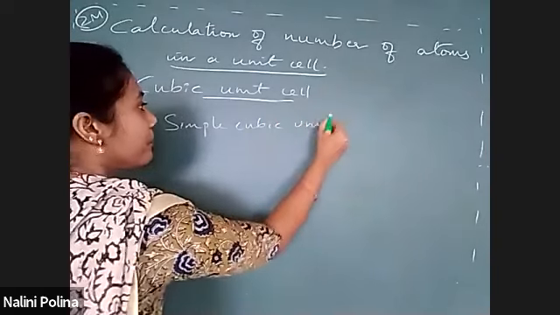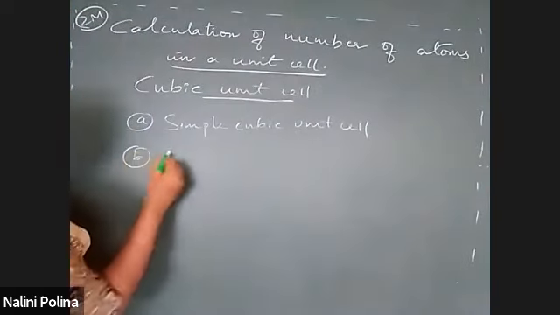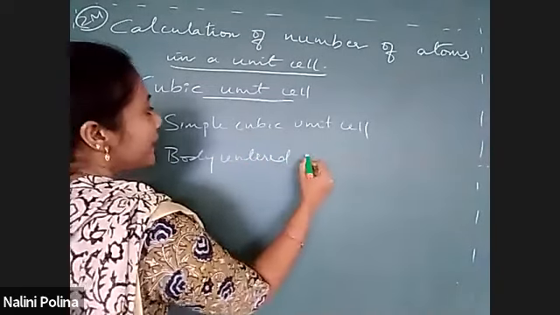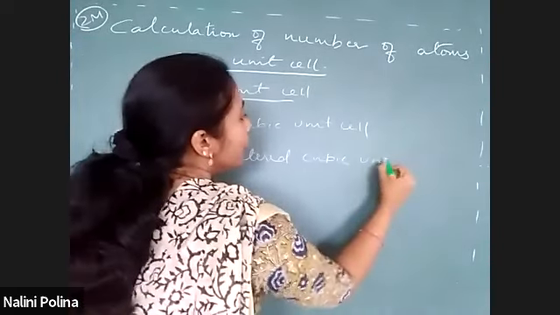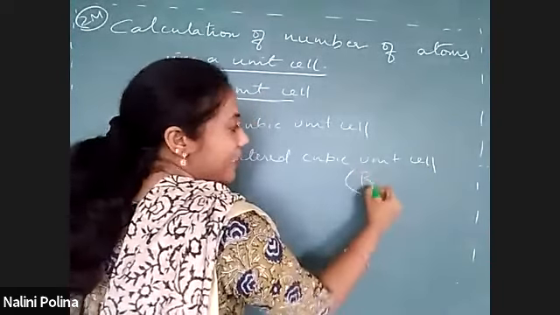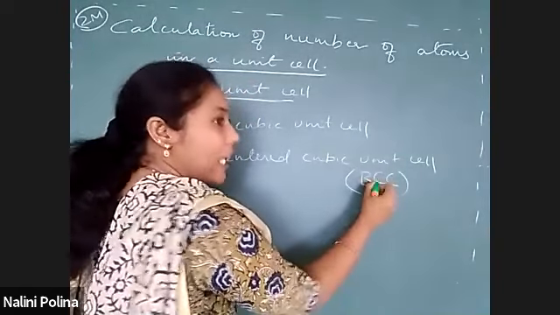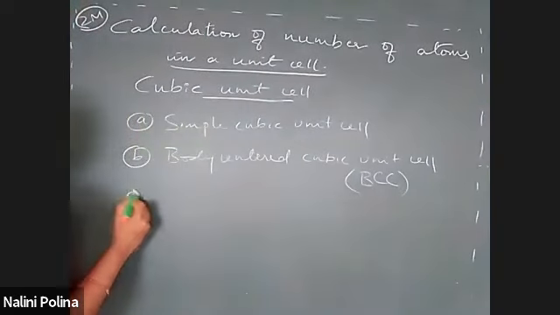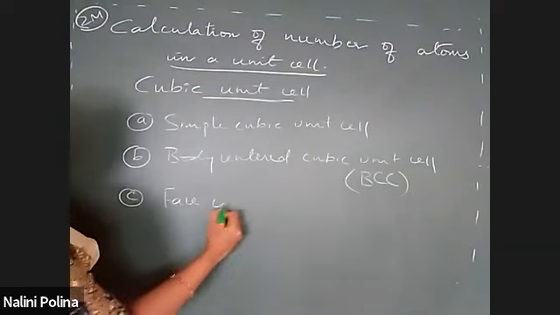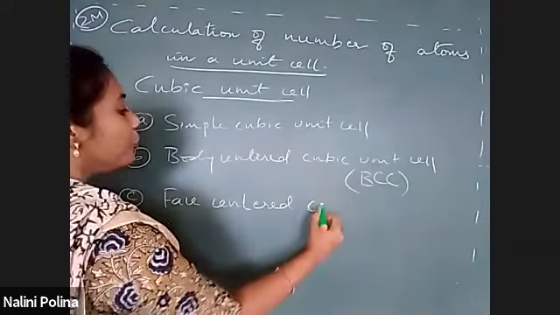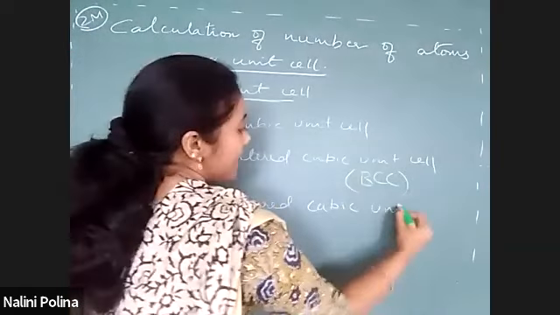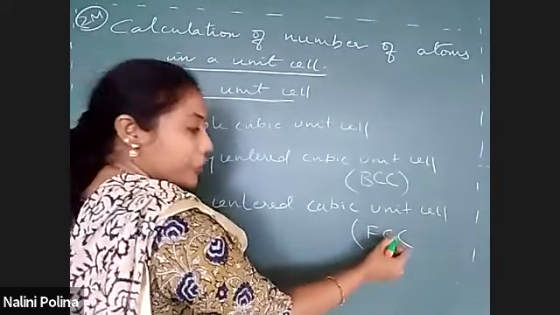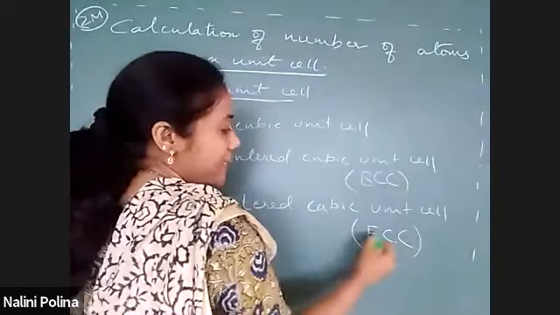and second one is body centered cubic unit cell, which we can call BCC. Body centered cubic unit cell, so BCC is the short form for that. And the third one is face centered cubic unit cell. This we can call FCC, face centered cubic unit cell.